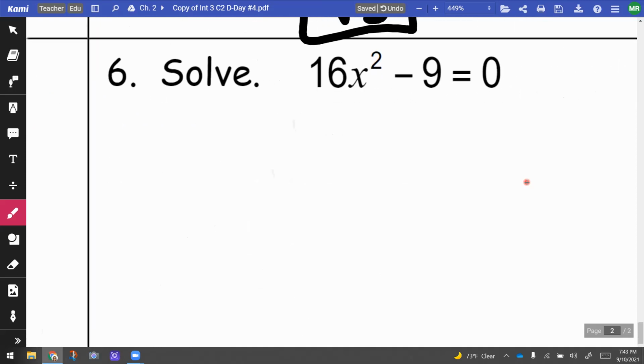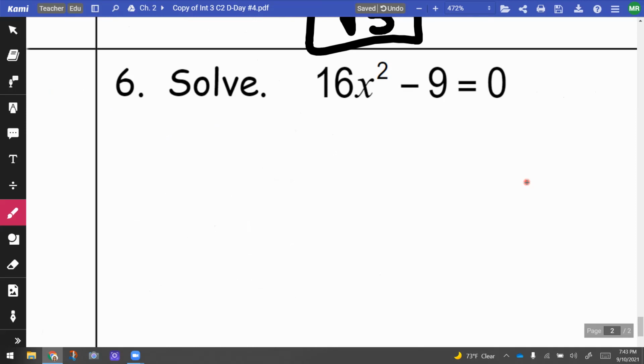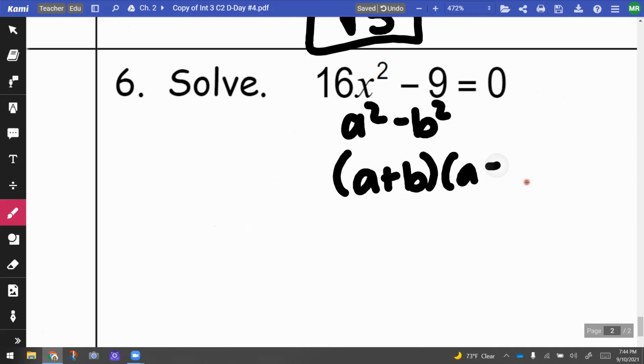On 16, you want to recognize this. It is a difference of 2 squares, because it is a square minus a square. And when I have a square minus a square, I can factor that into a plus b and a minus b, where I take the square root of the first term and the square root of the second term. One has a plus, one has a minus. That's why we don't have a middle term, which would have been an ab in my little example.